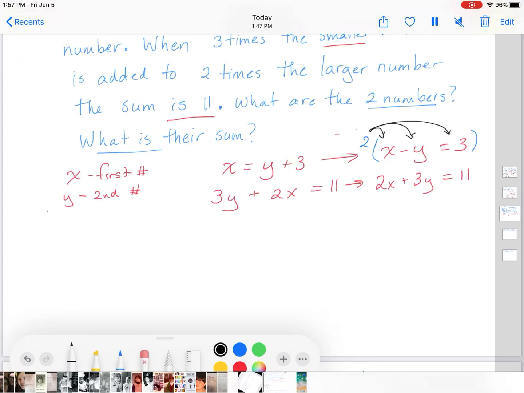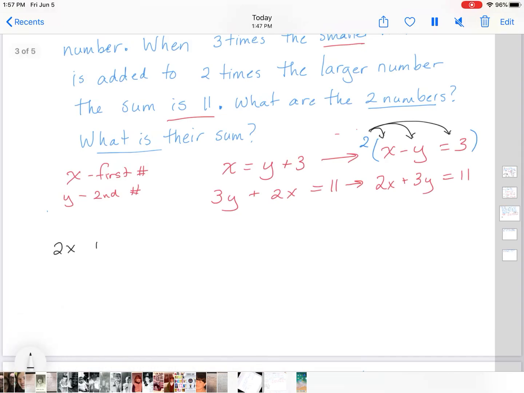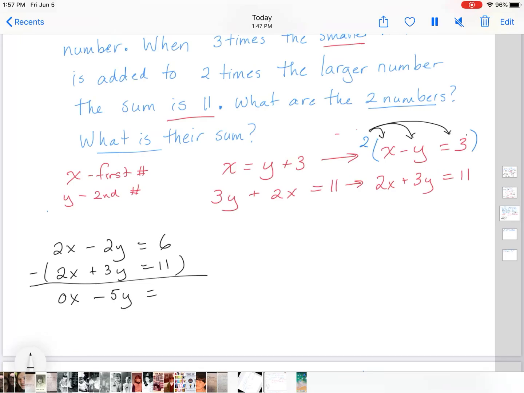So it's going to be 2x minus 2y equals 6. And then we get the other expression, 2x plus 3y equals 11. Now we have 2x and 2x, so we can subtract to get rid of the x's. So we get 0x. Negative 2y minus 3y is negative 5y. 6 minus 11 is negative 5. We're going to divide both sides by negative 5. So y is equal to 1.